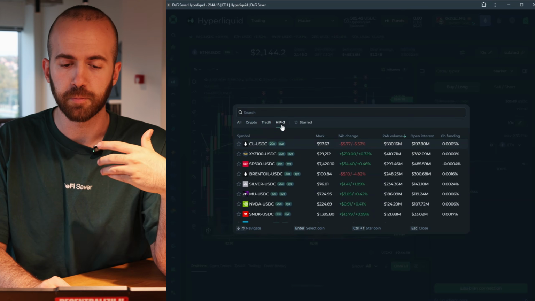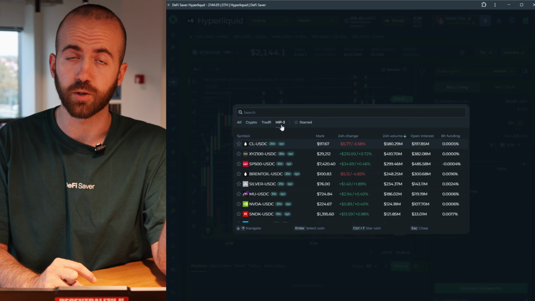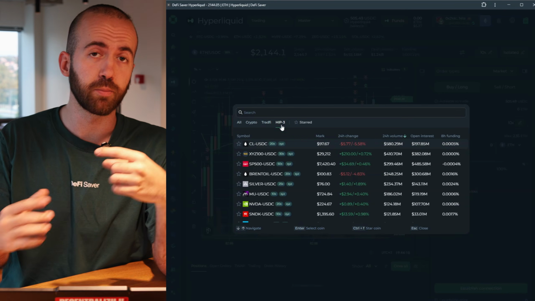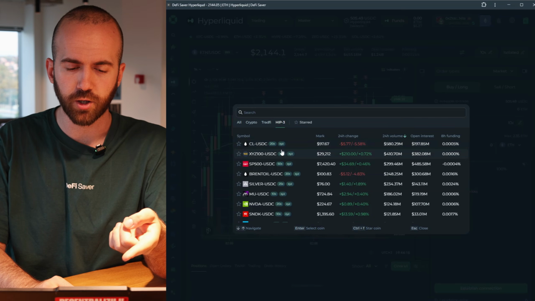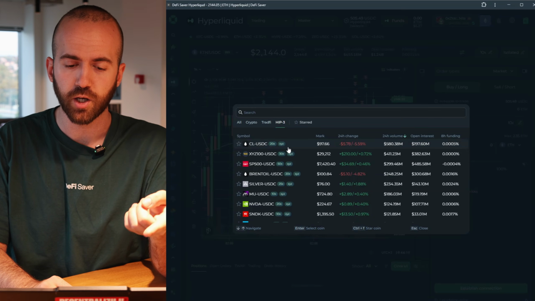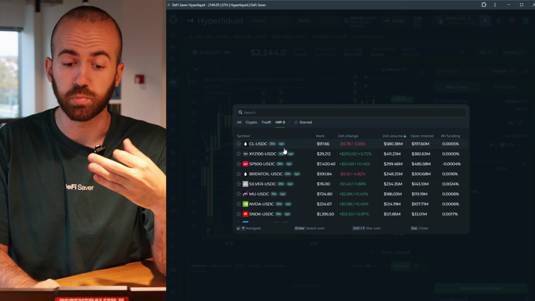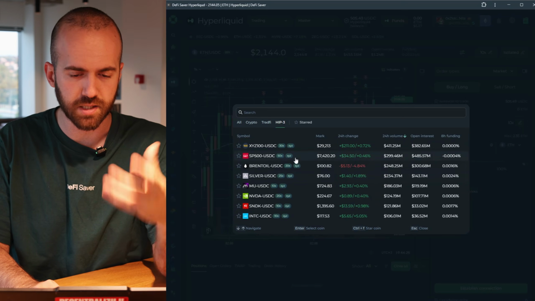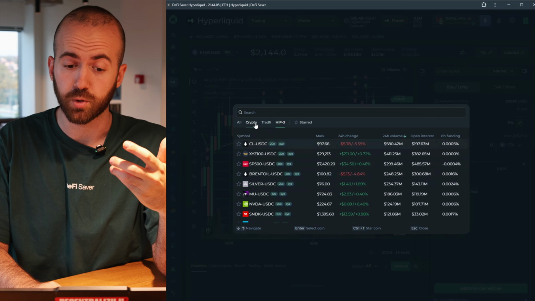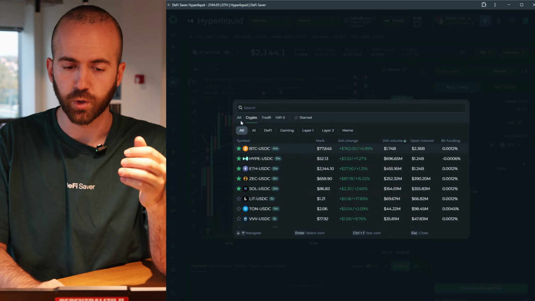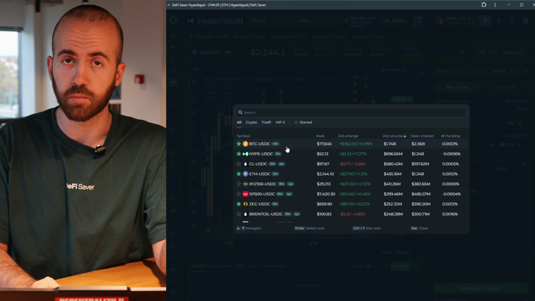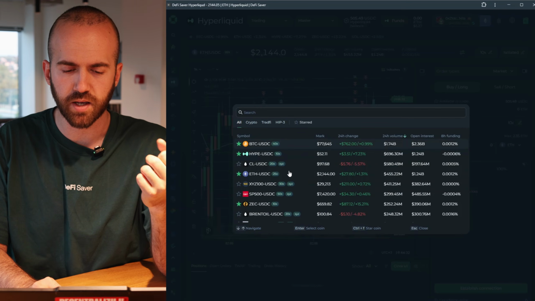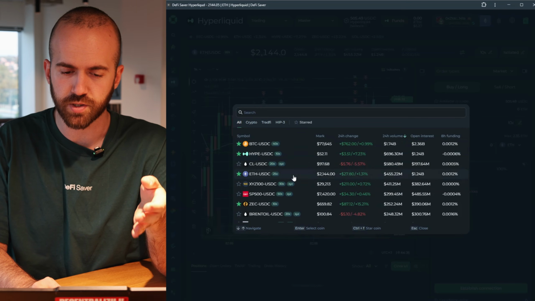And we can also choose whether we want to have crypto assets, whether we want to trade TradFi assets or HIP3, which are, as we mentioned in the theoretical part, these are those permissionless markets that were added. And here you can see they were added by XYZ, which is a trading company that deployed this market. And these are commodities. So oil, silver, S&P 500, they're not crypto assets. And we can also just look at all of them and select the market we want to interact with. In this case, let's just do ETH USDC.